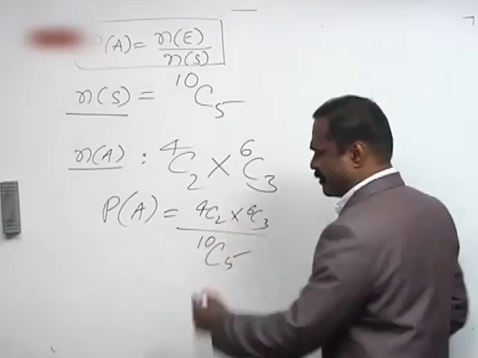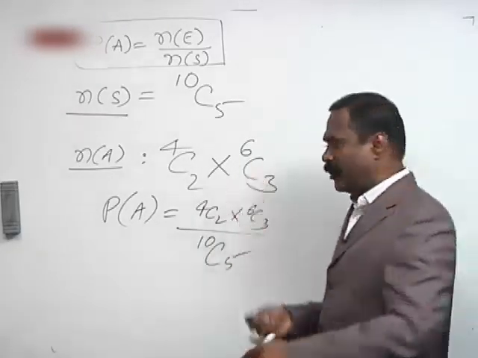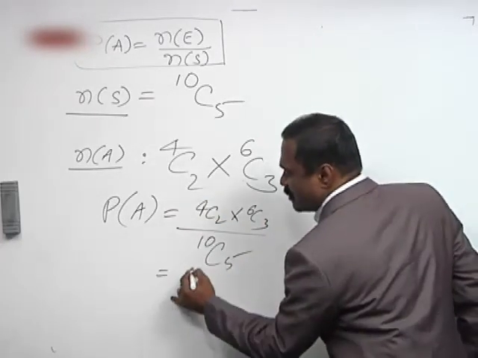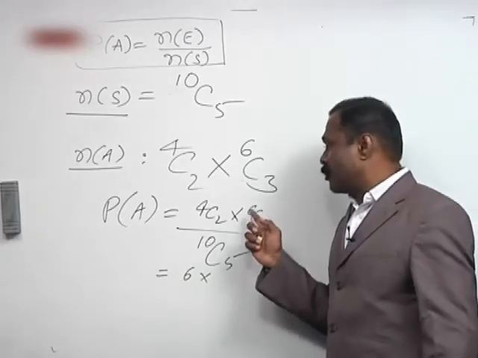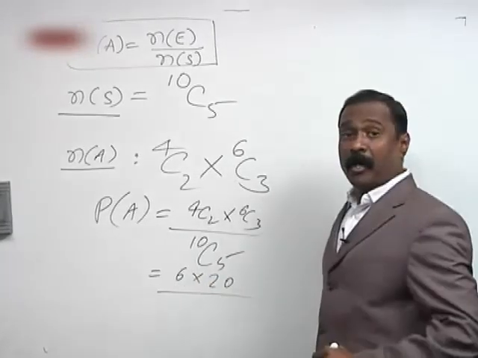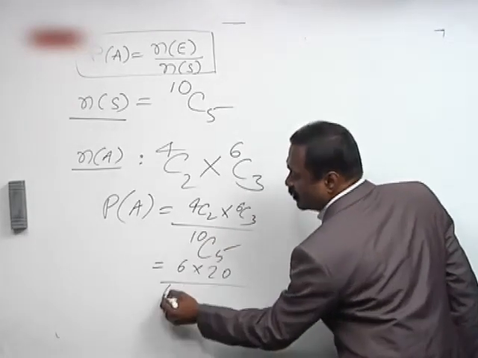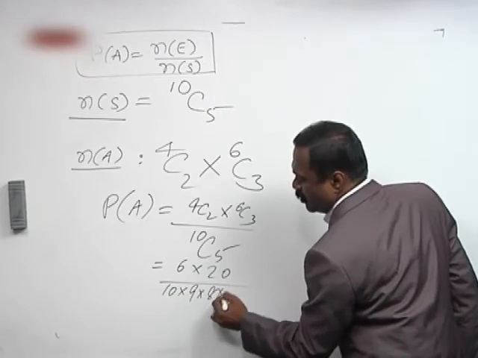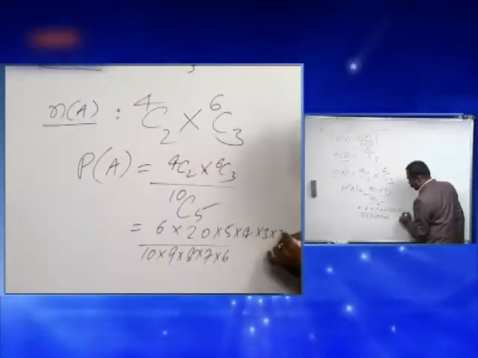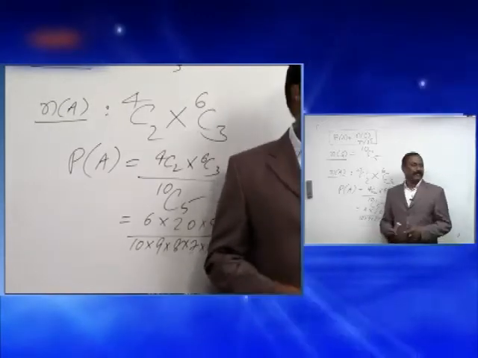You can of course simplify this directly. Improve mind calculation instead of applying the factorials and all. 4C2 is nothing but 4 into 3 upon 2. 4 into 3 upon 2 means 2 into 3. 6C3 is nothing but 6 into 5 into 4 upon 6. 6 is getting cancelled. 5 4s are 20. Upon 10C5, you have to write 5 factors starting from 10: 10 into 9 into 8 into 7 into 6, and the denominator comes to the numerator, 5 into 4 into 3 into 2. If you simplify this, you'll be getting the required probability.